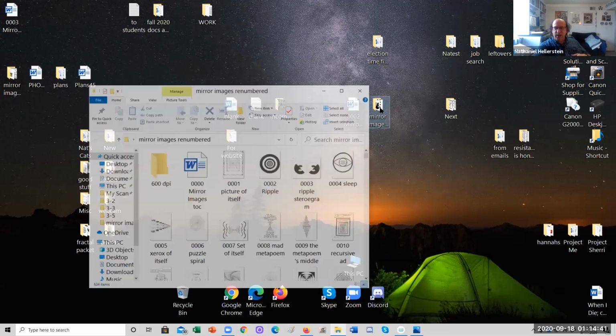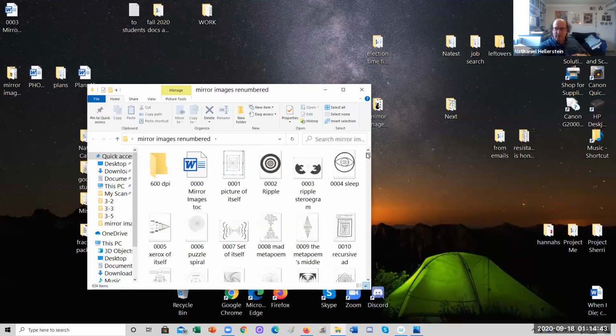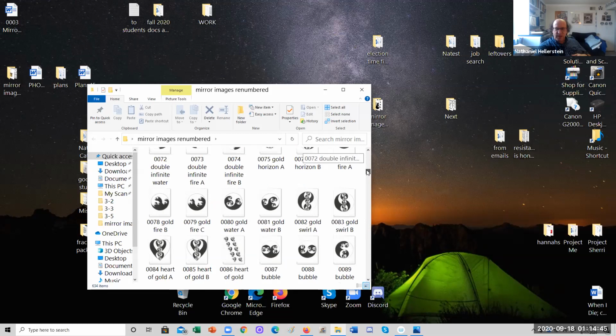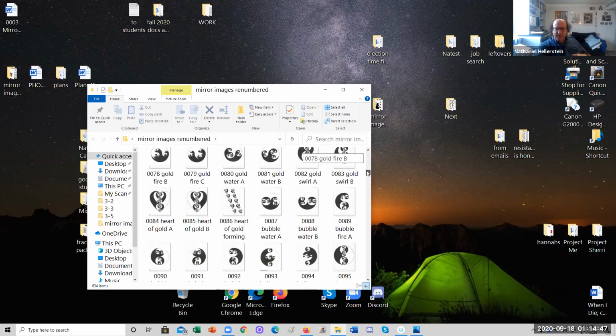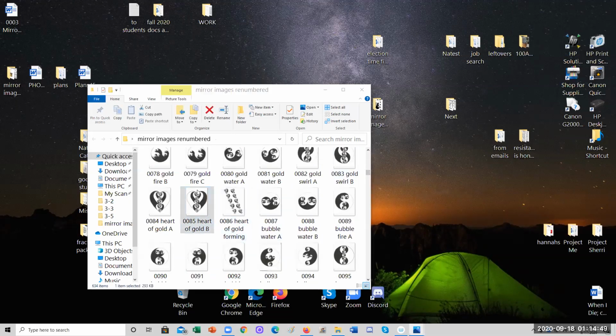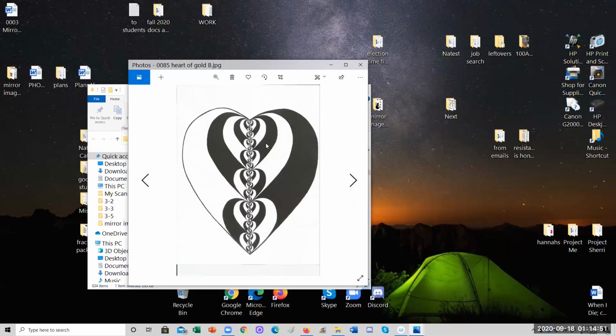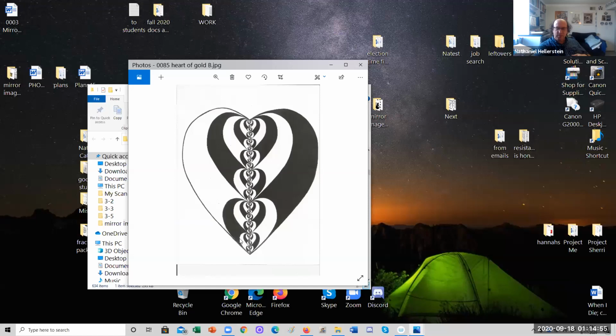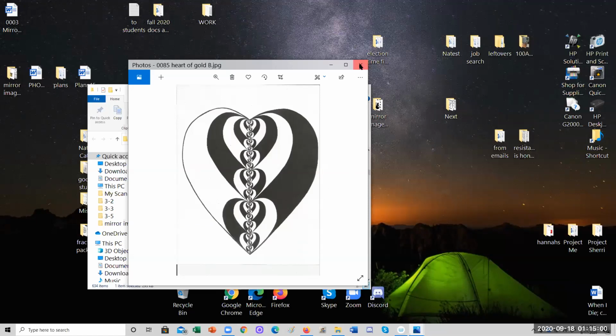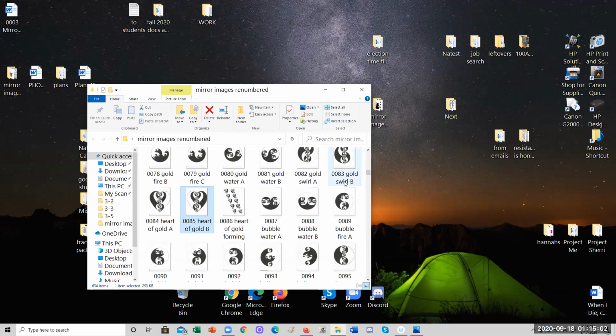I have literally hundreds of them by now. Let's see. Let me find one of my favorites. This one's kind of nice. Heart of Gold. The big one is to the middle one, and the middle one is to the small one, in a ratio called the golden mean. But that's for later. Let's proceed.